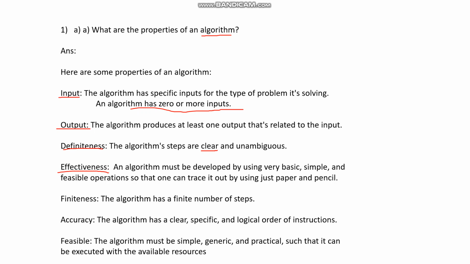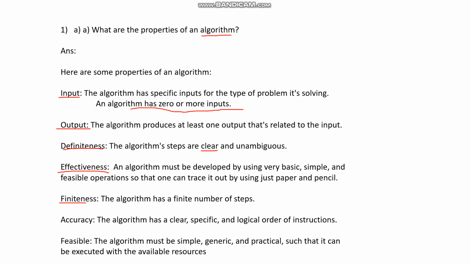Let's come to finiteness. Finiteness stands for the algorithm must terminate after a finite number of steps. If we are writing any algorithm, it must terminate after some steps. It may be 10 steps or 20 steps, 30 steps. If the algorithm is not completed within a finite number of steps, it is called infiniteness. But the algorithm must be terminated. That is a very important property.